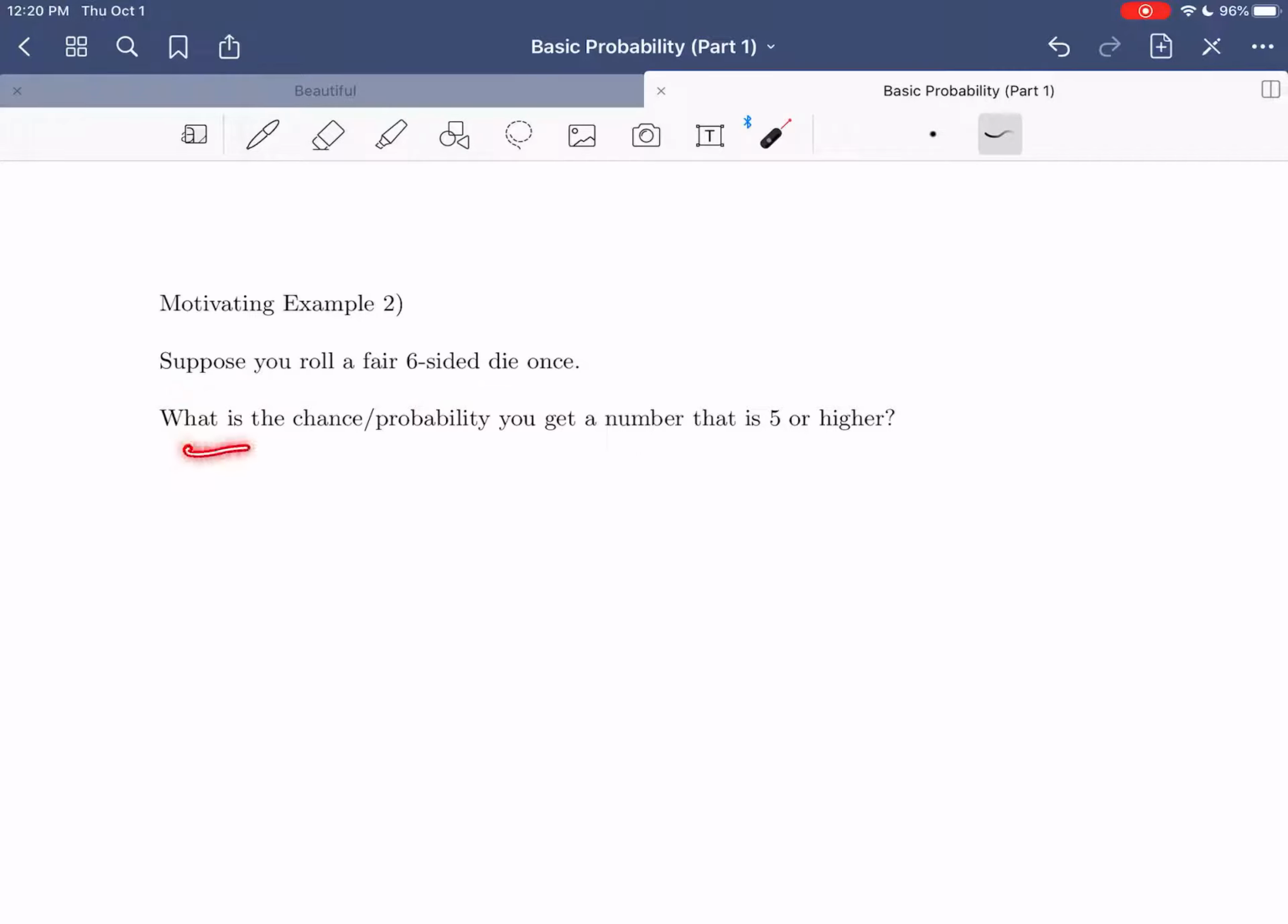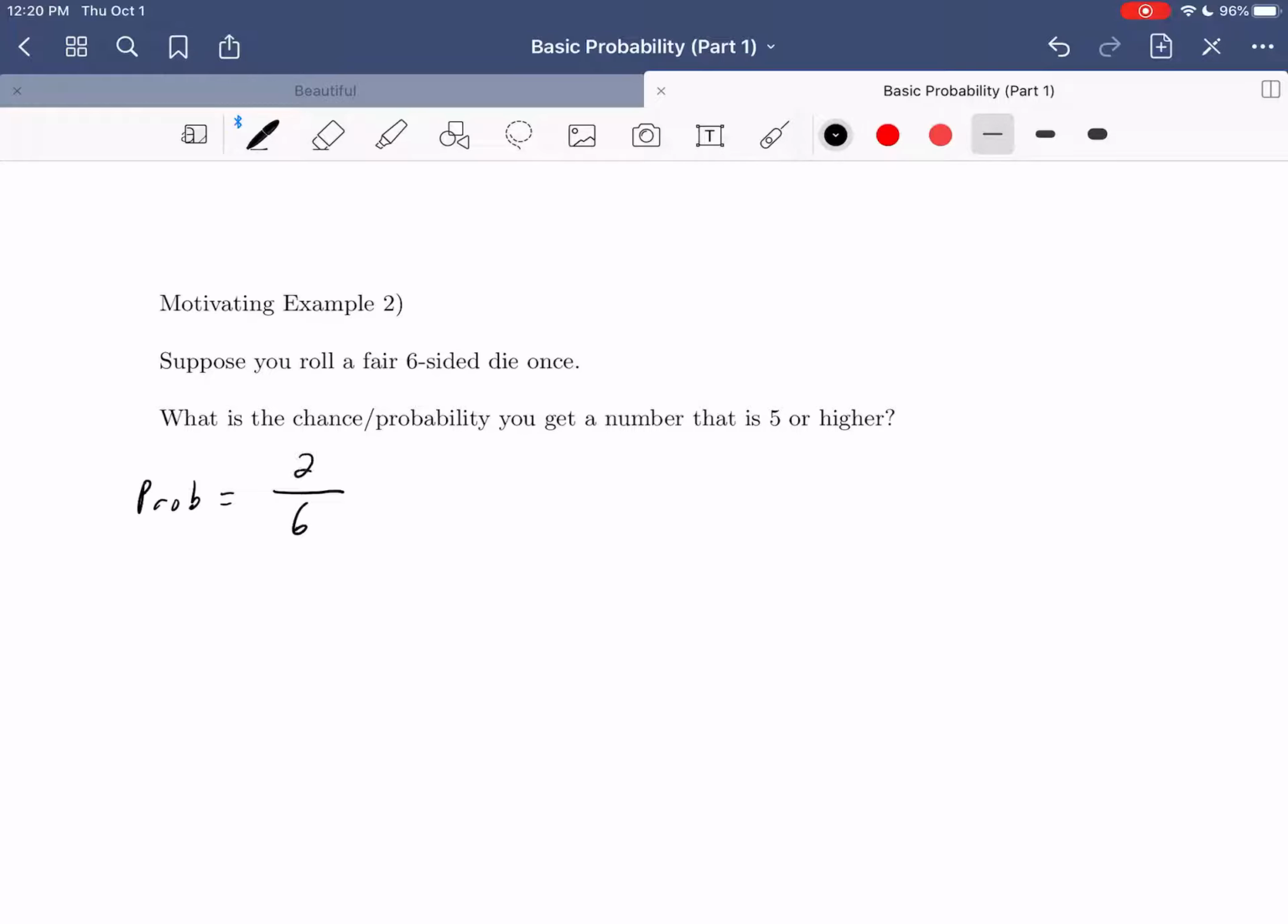We want to know, what is the chance or probability that you get a number that is 5 or higher? Well, we can think about this in the same way. We know that on a dice there's 6 different sides: 1, 2, 3, 4, 5, and 6. We want to get a number that is 5 or higher. The sides that will do that for us are the 5 and the 6. So there are 2 sides out of the 6 that will do what we want here.